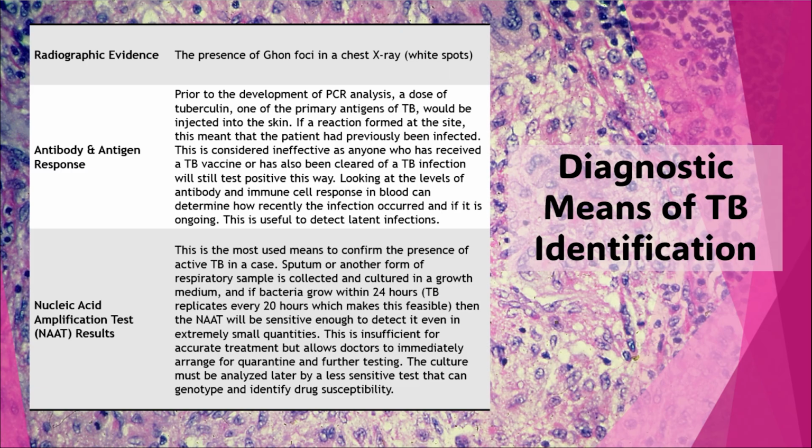Nucleic acid amplification test, or NAAT, results. This is the most used means to confirm the presence of active tuberculosis in a case. Sputum or another form of respiratory sample is collected and cultured in a growth medium, and if bacteria grows within 24 hours, as tuberculosis replicates every 20 hours, this is feasible enough, then the NAAT will be sensitive enough to detect it even in extremely small quantities.